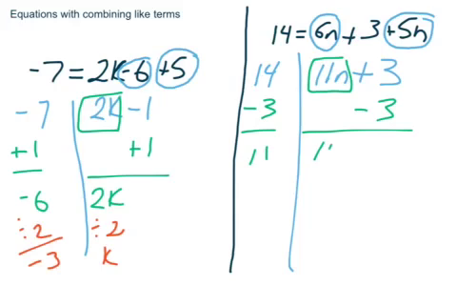I'm left with 11n over here. I'm going to get rid of my coefficient. In this case, I need to divide. I'm left with n is equal to 1.